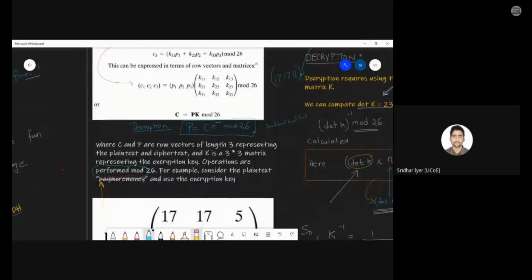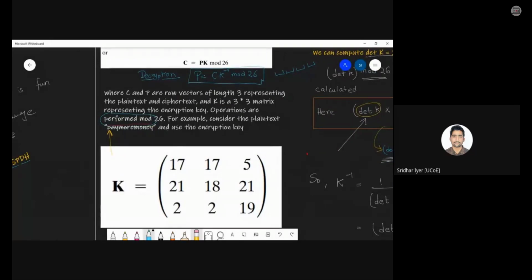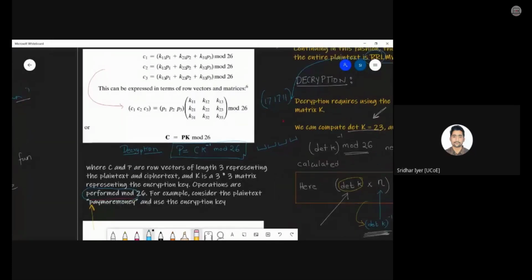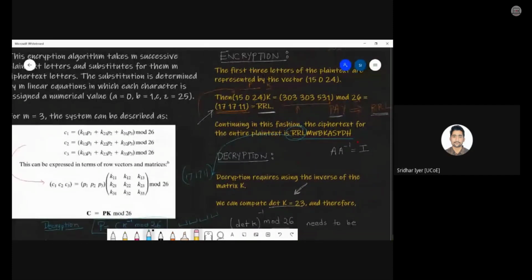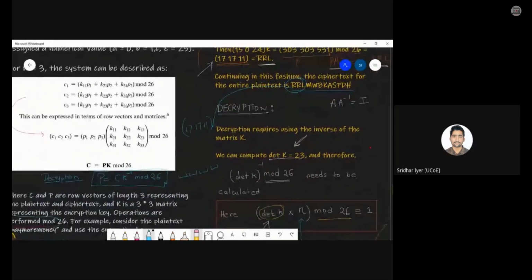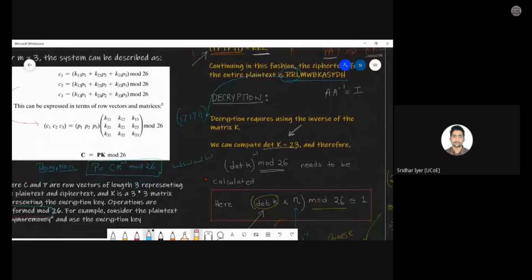We convert that plain text, we convert that key. The key will be given in form of a matrix value. You have to convert that matrix into numbers and that plain text into numbers, multiply them and take a mod of it. You will get the ciphertext. After getting the ciphertext, what you need to do is, whatever was the initial key, you have to calculate the determinant of that key. And with the help of that determinant, you find out the determinant inverse. That is the inverse determinant of the key.